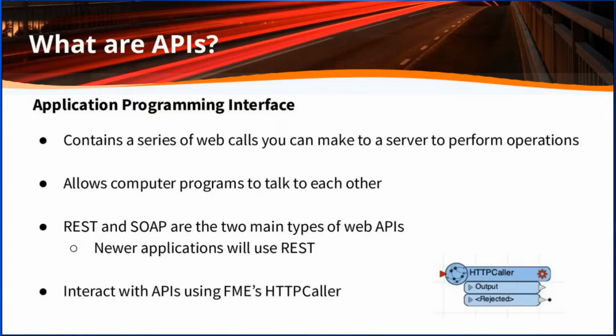So before we really get started, let's talk about what APIs actually are. Often people throw around the word API and we start to accept it without really thinking about what it is. So what API stands for is Application Programming Interface. And it contains a series of web calls that you can make to a server to perform operations. Essentially what it does, it allows computer programs to talk to each other. In this webinar, REST and SOAP APIs will be discussed. And they are types of APIs, while newer applications will use REST. Today, I'll be interacting with APIs using FME's HTTPCaller transformer.